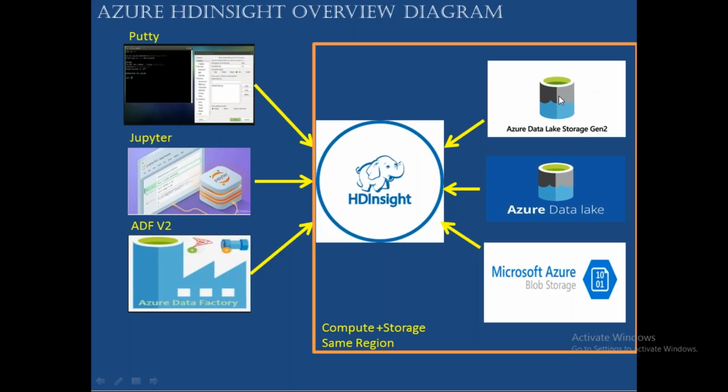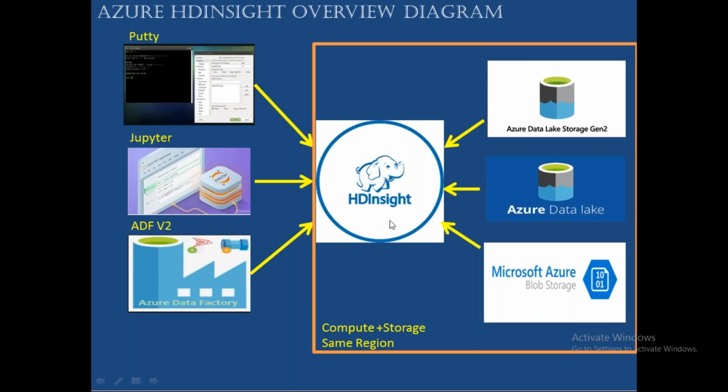I have Data Lake Storage Gen 2, Data Lake Storage Gen 1, and Blob Storage. Can I access data from all these three storages or not? By default, no, you cannot read. But you can read whatever storage you have created, if you attach that storage and use it within Azure HDInsight.